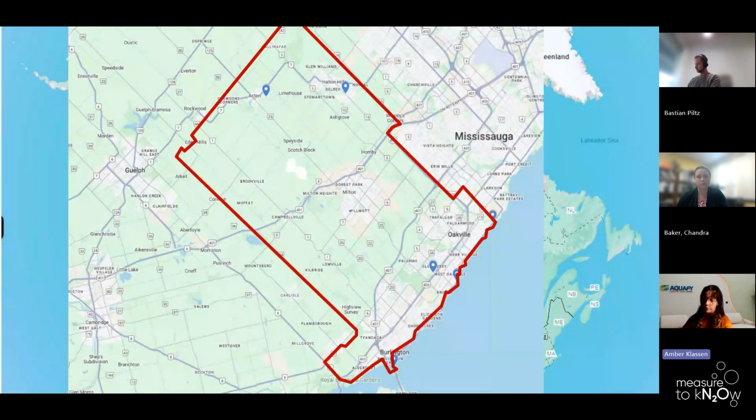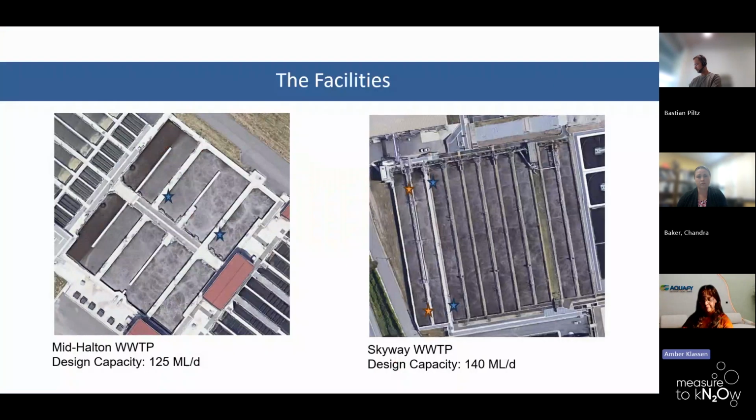2 of the 6 facilities currently have Unison's N2O monitoring in place. And this includes the Mid-Halton wastewater treatment plant and the Skyway wastewater treatment plant.